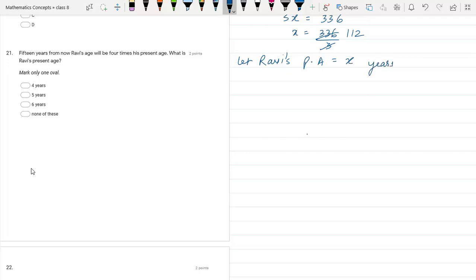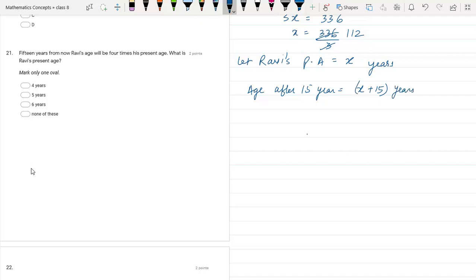What about the equation part? For that we will use the first statement. It is saying 15 years from now. So we all know 15 years from now means the age after 15 years. Obviously we will add 15 to the present age. So this is the age after 15 years.